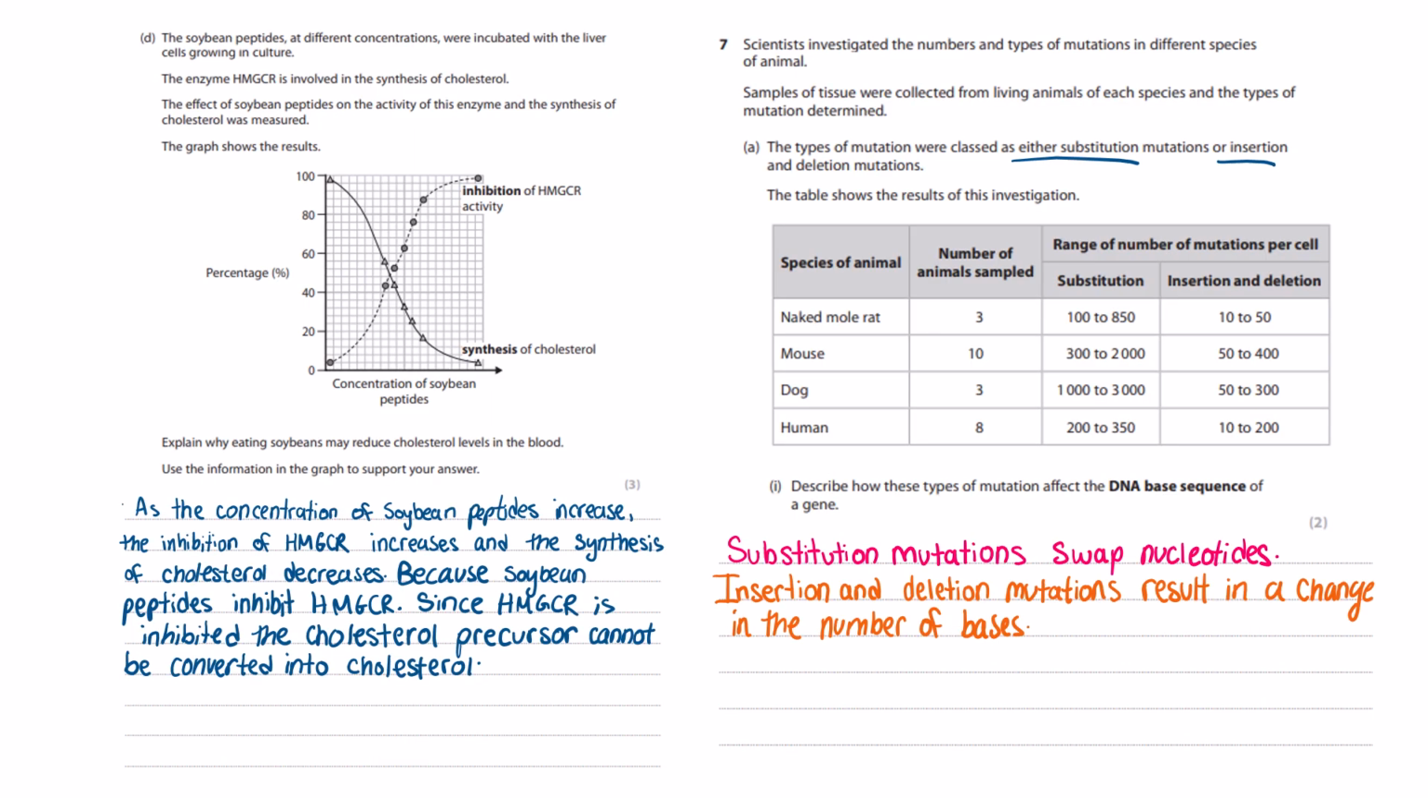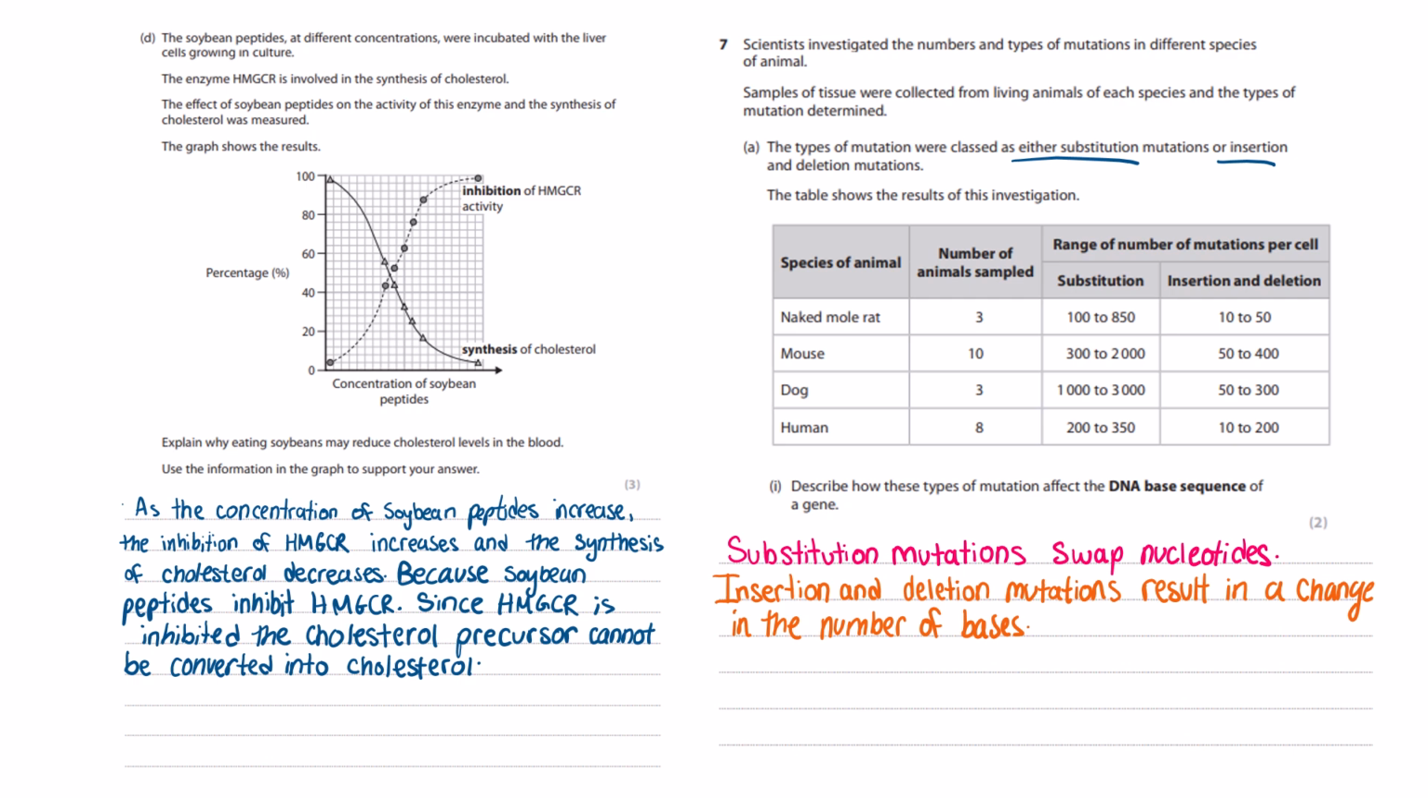Okay, the soybean peptides at different concentrations were incubated with the liver cells growing in culture. The enzyme HMGCR is involved in the synthesis of cholesterol. The effect of soybean peptides on the activity of this enzyme and the synthesis of cholesterol was measured. The graph shows the results. We have our percentage on our y-axis and the concentration of soybean peptides on our x-axis.